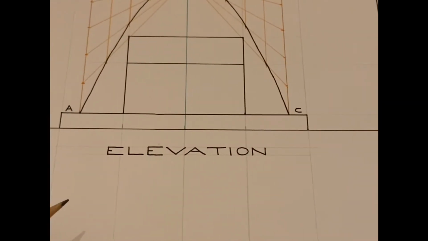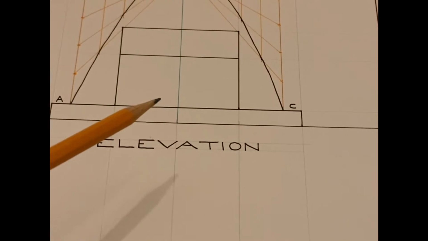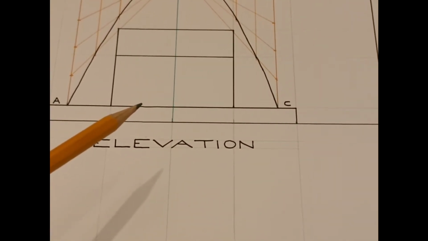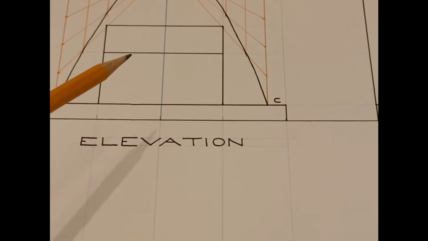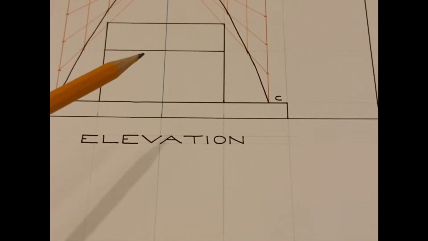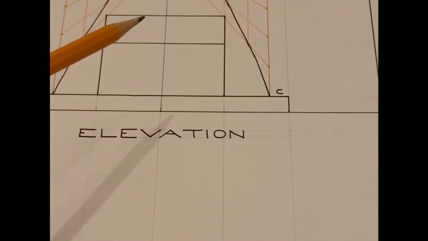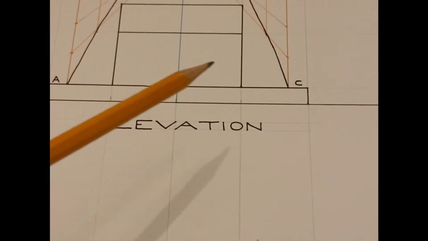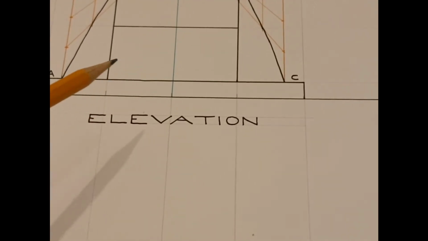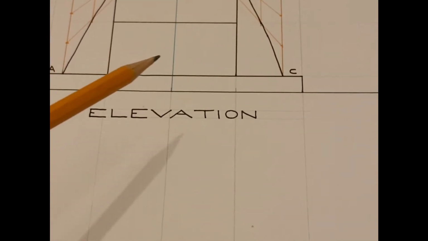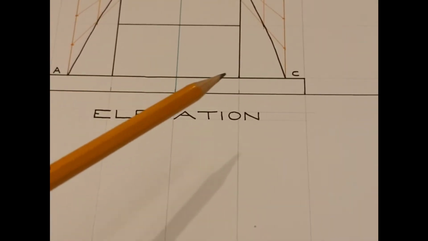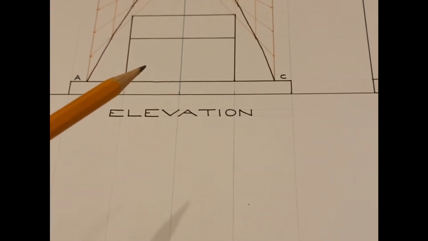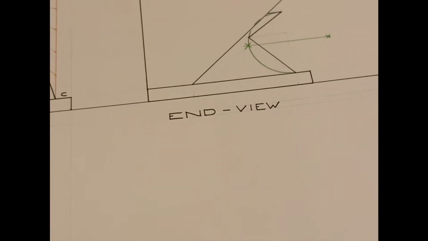Moving over to the elevation then, you can transfer the heights directly from the end view across. This line here is 50. This line here is 35 millimeters and this one here is 55. And the distance out either side is 35 millimeters either side of the center line, making the length of this 70 millimeters. That then completes the elevation and the end view.